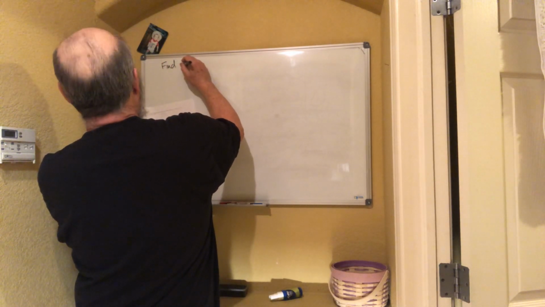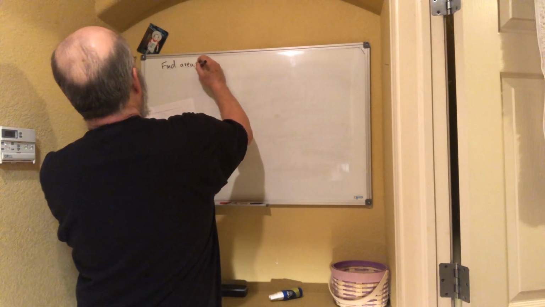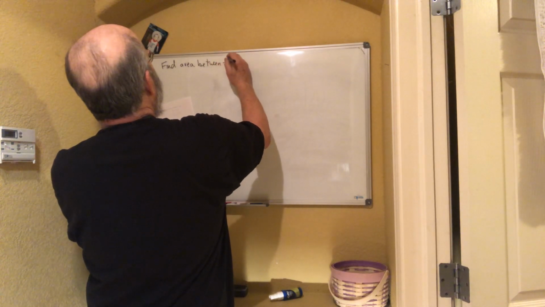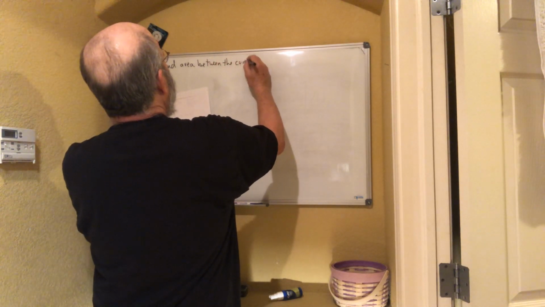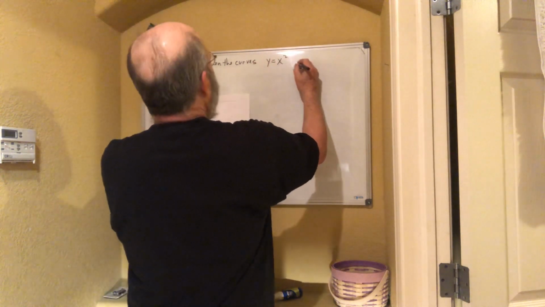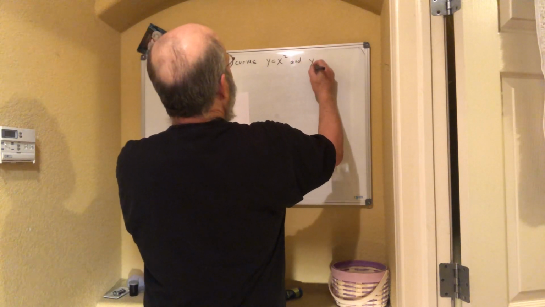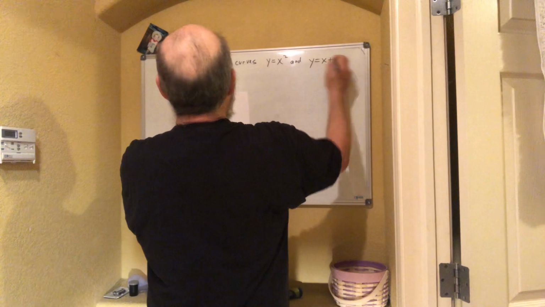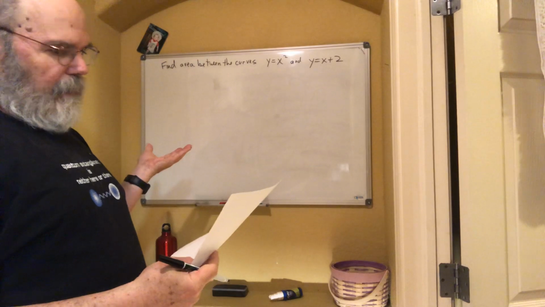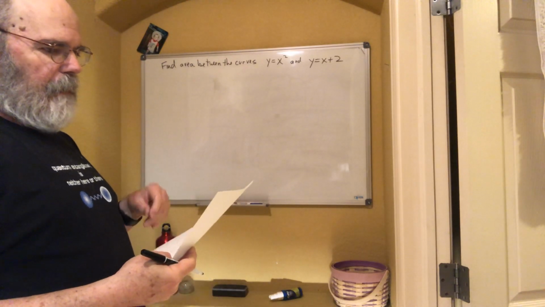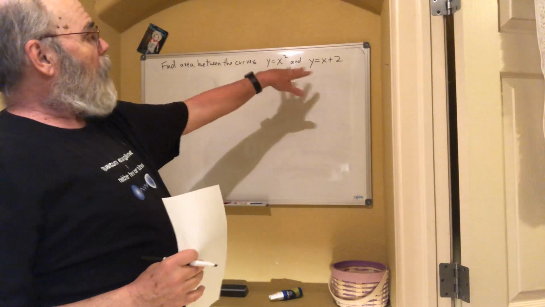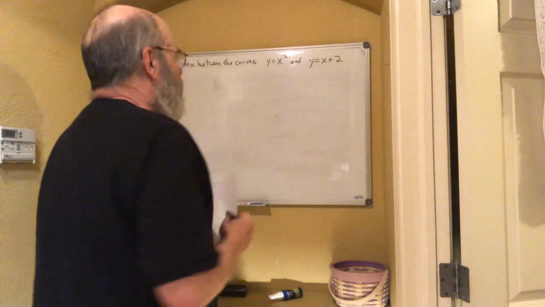Okay, so the problem here: find the area, say, between the curves y is x squared and y is x plus 2. Okay? I'll set it up both ways here, and we'll see how that works. So anyway, you've got to think about what that means. All right? Well, it's not hard, though.